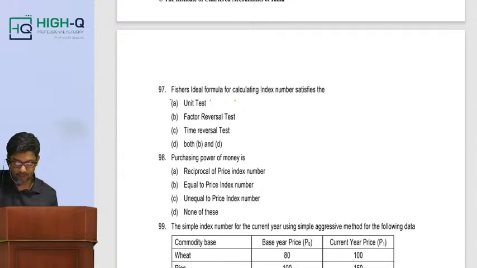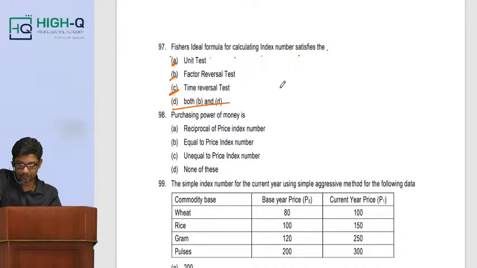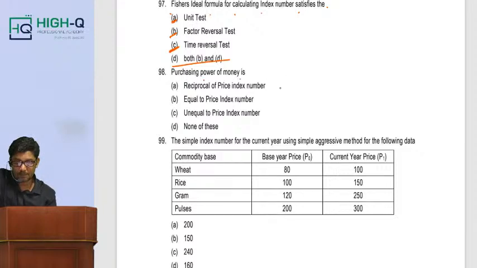Fisher's ideal formula for calculating index number satisfies the unit test, factor reversal test, and time reversal test. It satisfies all the tests. Now, purchasing power of money is the reciprocal of the price index.